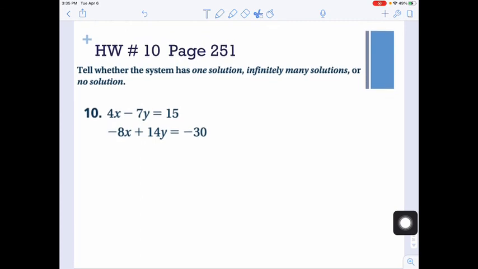Now I would like you to try number 10 on page 251. Tell whether the system has one solution, infinitely many solutions, or no solution. For number 10, we have 4x minus 7y equals 15 and negative 8x plus 14y equals negative 30.